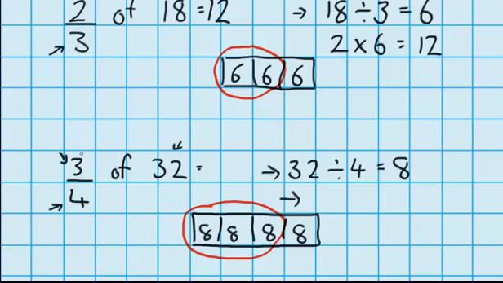My numerator tells me I'm interested in 3 pieces. So 3 pieces, and on all of those pieces there are 8 candles. So I've got 3 groups of 8. Well, I know that 3 groups of 8 is 24. So 3/4 of 32 is 24.